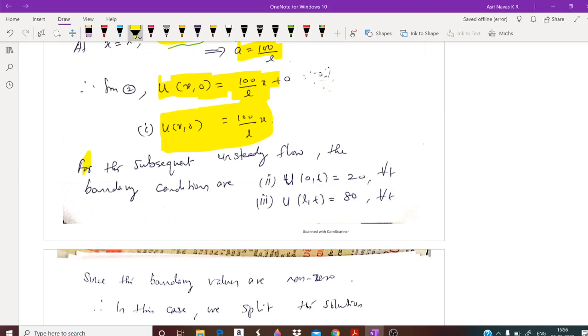Now, for the subsequent unsteady flow, that means after a particular time, the boundary temperatures change to 20 at one endpoint and 80 at the other endpoint. Then the boundary conditions become u(0,t) equal to 20 and u(L,t) equal to 80. We know that these endpoint values are not equal to 0, so from the above problem we have to find the solution when they are nonzero.